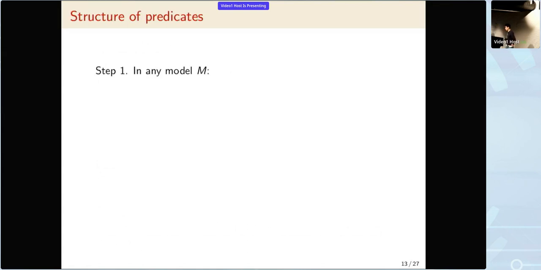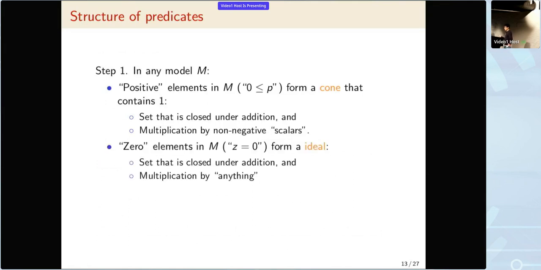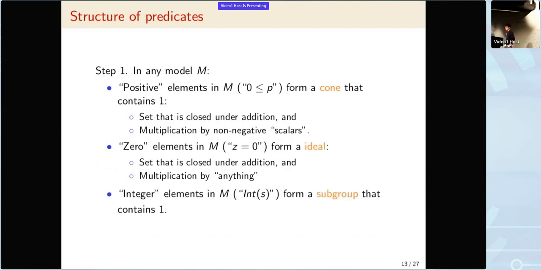So step 1, in any model M, we first observe that by our axioms, the subset of non-negative elements in M forms a cone that contains 1. So if P1 and P2 are non-negative, P1 plus P2 is non-negative. If P is non-negative and A is a non-negative scalar, A times P is non-negative. The subset of 0 elements in M forms an ideal. So if Z1 and Z2 are equal to 0, so is their sum. If Z is equal to 0, multiplying that with anything still gives you a 0. And the subset of integer elements in M forms a subgroup that contains 1, as we've mentioned before.